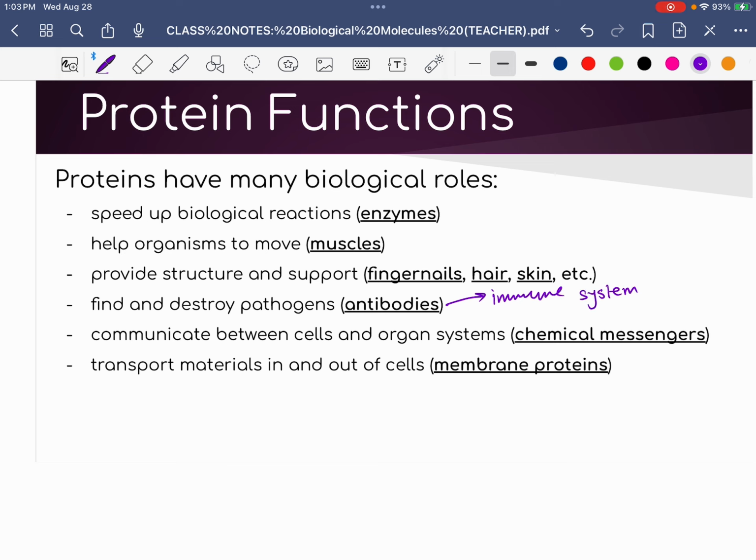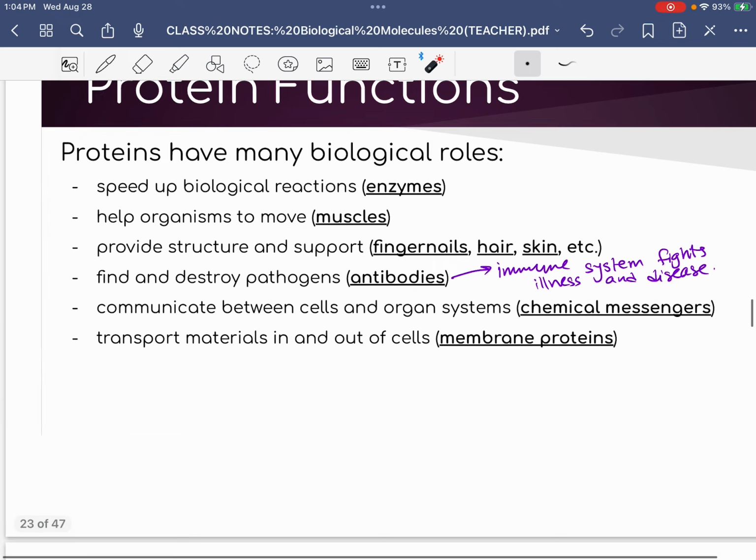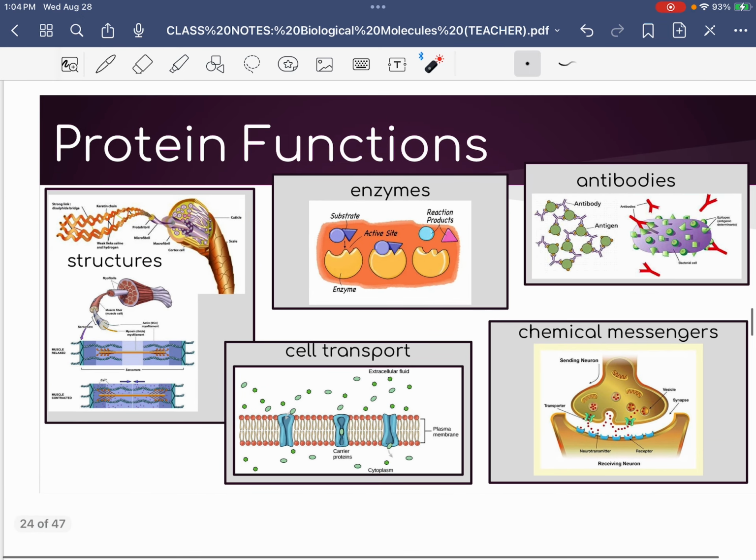The immune system is what keeps you healthy. It fights illness and disease. And your antibodies are a big part of the immune system. They can help us communicate between cells and organ systems. Those are called chemical messengers. And then they transport materials in and out of cells. Those are called membrane proteins. Here's some pictures of what we're talking about.